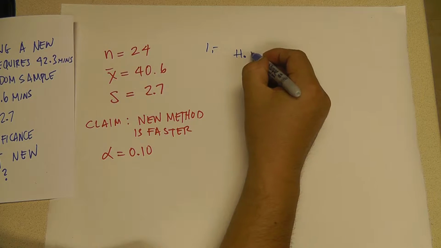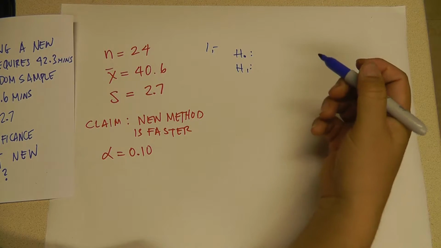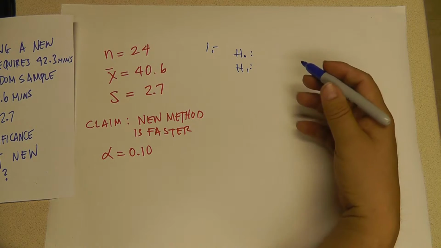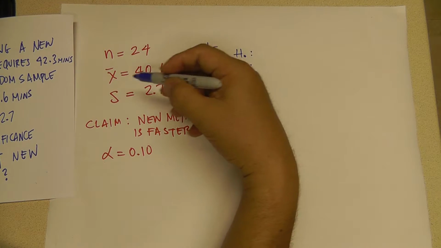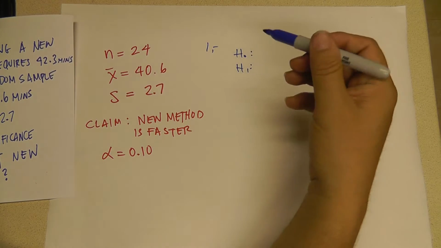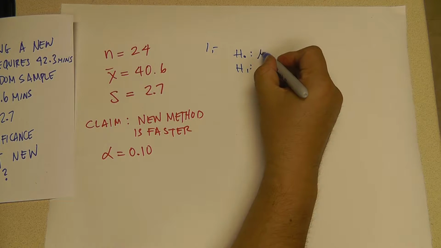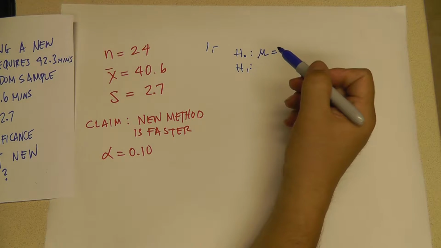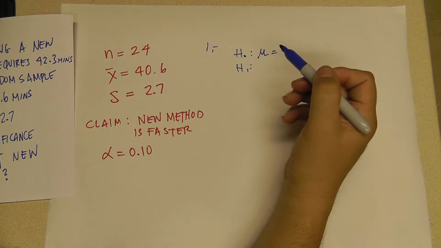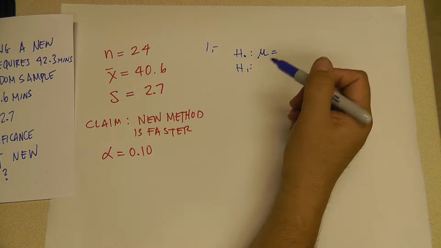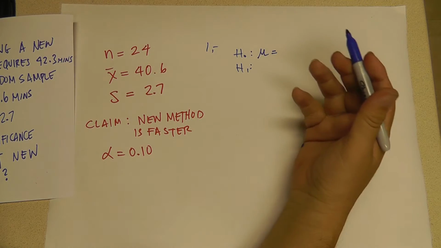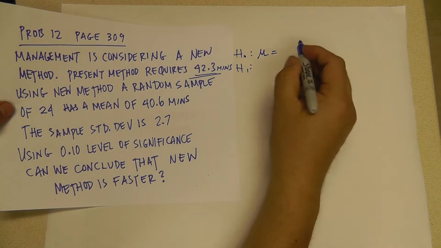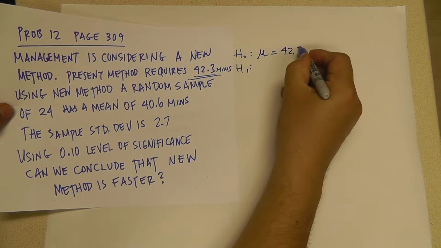You have a null hypothesis, you have an alternative hypothesis. Now, the null hypothesis is always about equality, about an equation. Now, this is about the mean of the sample. It is also about the mean of the population, right? So this will be, the mean is equal, and in this case, the question is related to 42.3 minutes, right? We're trying to find out whether this method is faster than the old one, and the old one, remember, was 42.3 minutes. So this will be 42.3.